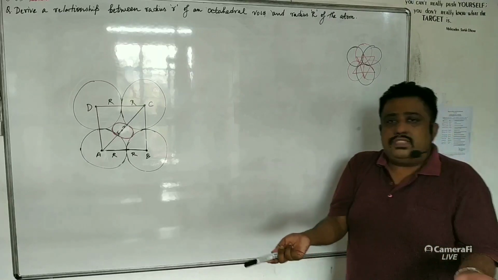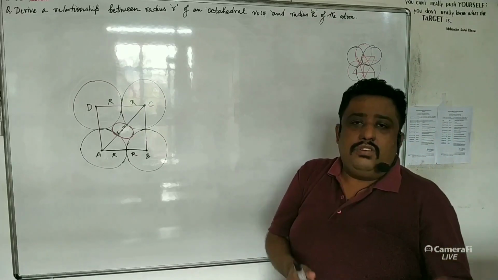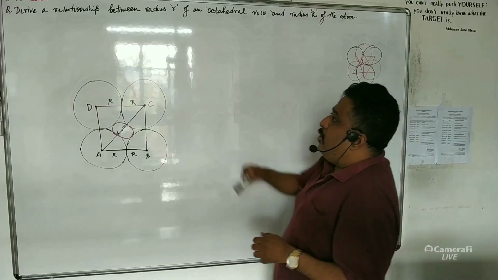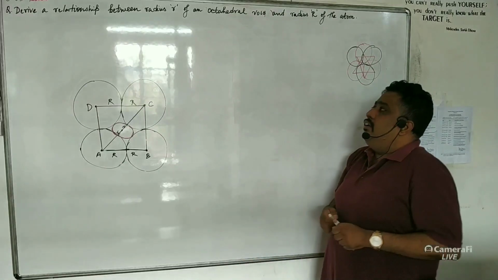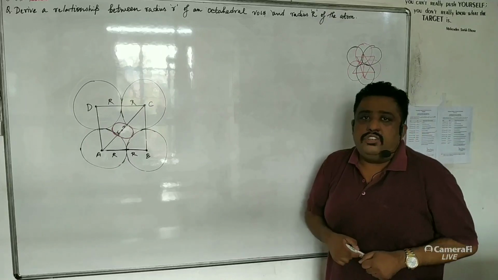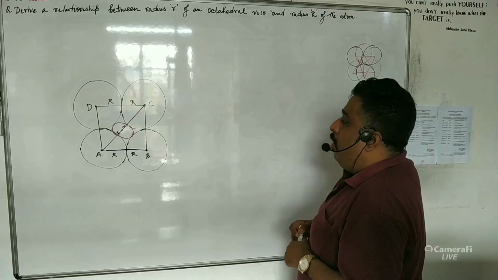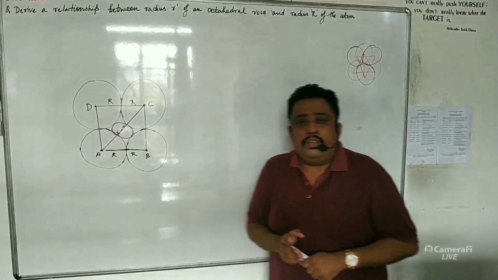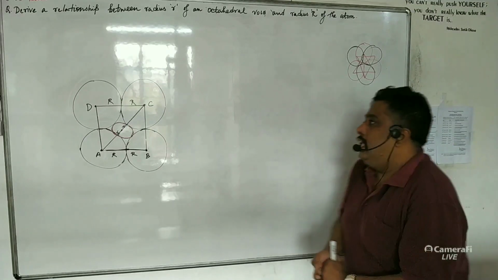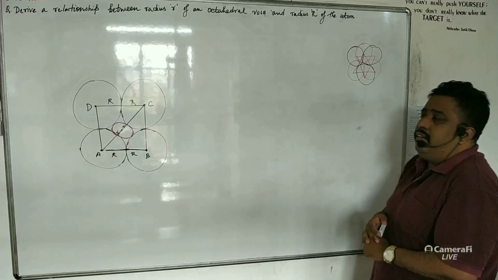I hope you have already seen that explanation and you have gone through the notes. So today we are going to derive the relationship between radius small r of an octahedral void and the radius capital R of the atom. Now, in an octahedral void, what is happening has been explained with the help of this figure.